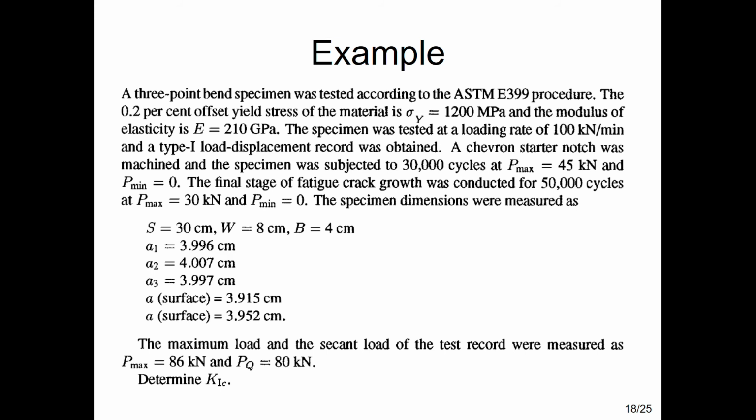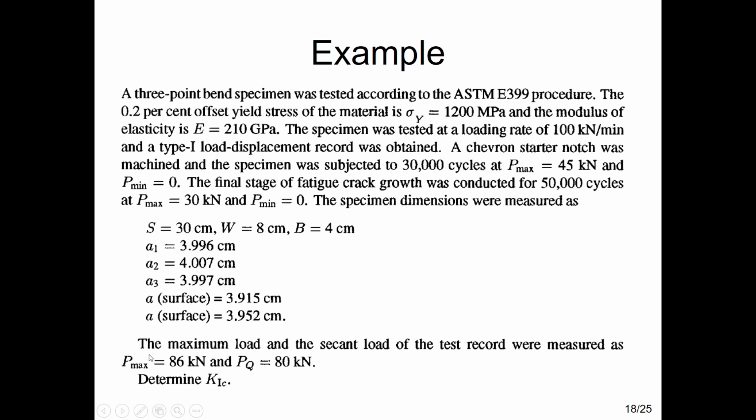The specimen dimensions were measured as S equal to 30 centimeter, W equal to 8 centimeter, and B equal to 4 centimeter. They also give you the values for A1, A2, and A3, and also A surface. The first one is 3.915 centimeter, and then the second one is 3.952 centimeter.